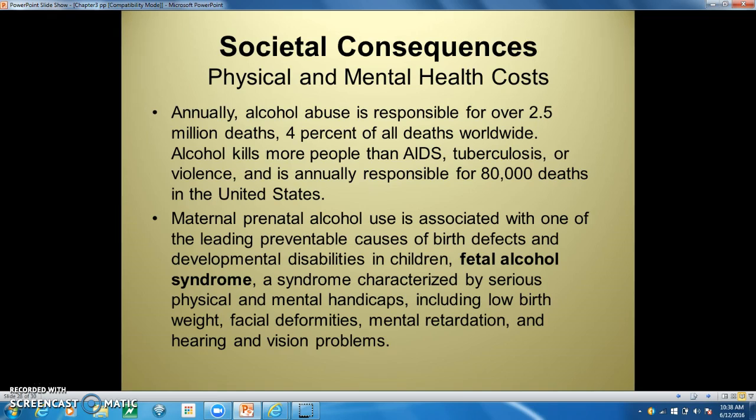Maternal prenatal alcohol use is one of the leading preventable causes of birth defects and developmental disabilities in children, such as fetal alcohol syndrome. It's characterized by serious physical and mental handicaps, including low birth weight, facial deformities, mental retardation, and hearing and vision problems.